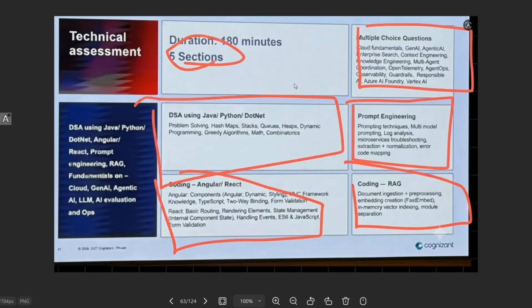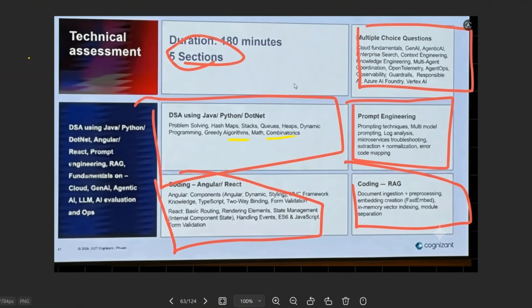At first you can see you'll have a total of 5 sections in the technical assessment. You'll have multiple choice questions from Gen AI, agentic AI, enterprise search, context engineering, knowledge engineering, multi-agent coordination, Vertex AI, Azure AI, etc. Then DSA coding questions from Java, Python, and .NET. The main chapters will be dynamic programming, greedy algorithms, math, combinatorics, and then hash maps, stacks, queues, heaps.